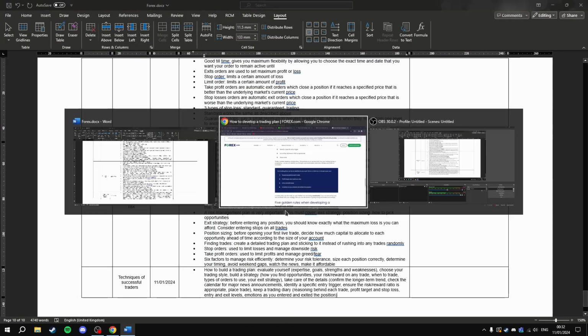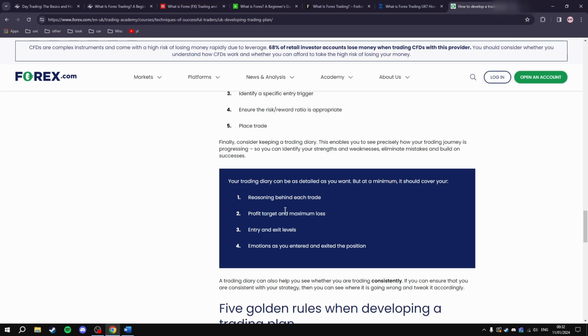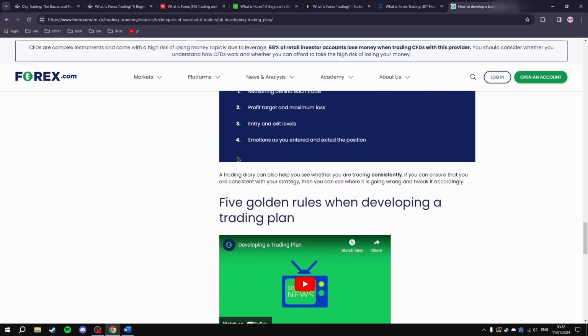Emotions you entered and exited position. That's an interesting one. I expected the exit one, but the entered one. Is that like excited? Maybe you're worried?